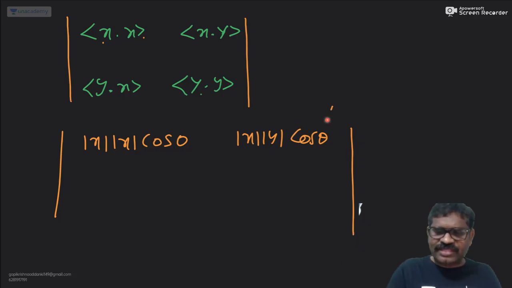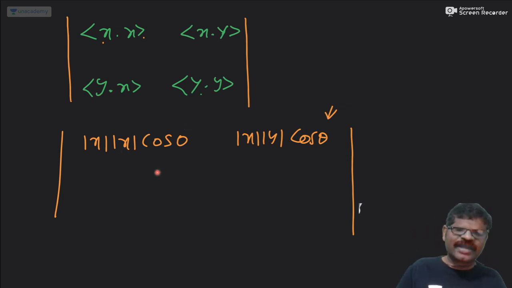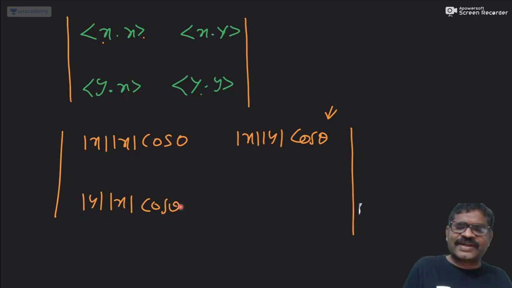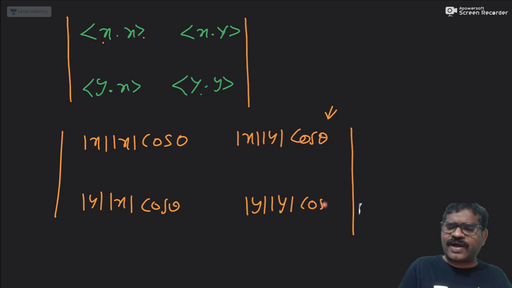Here you should write theta. Here x and x are the same vectors, right? That's why the angle is 0. Here y and x: mod y mod x cos theta, and for y with itself, mod y cos 0. Okay, understood?